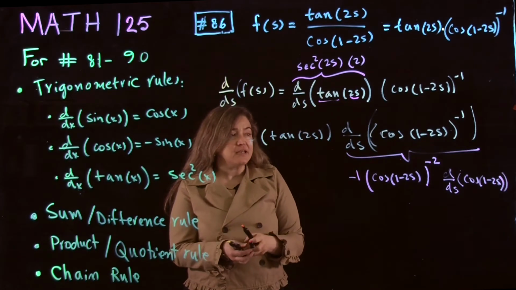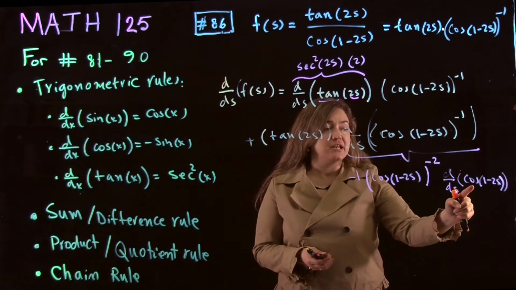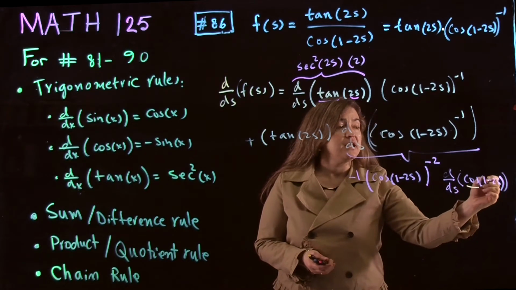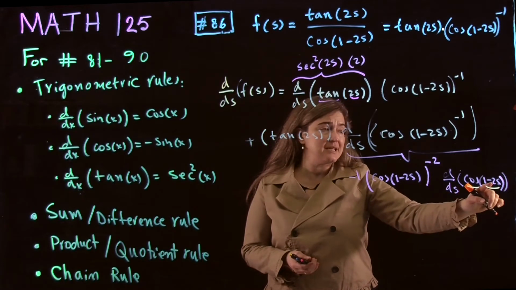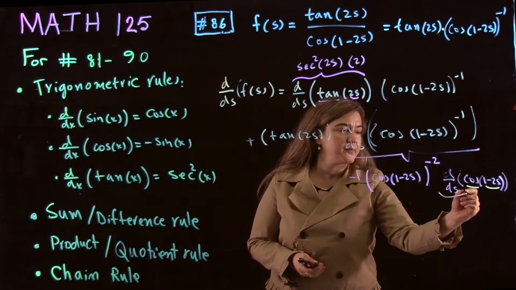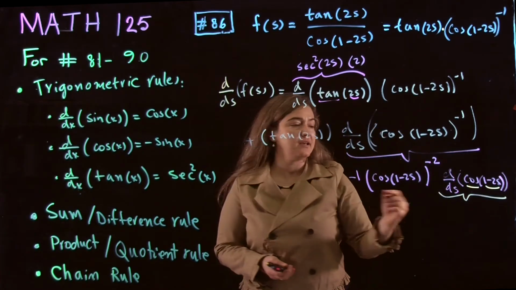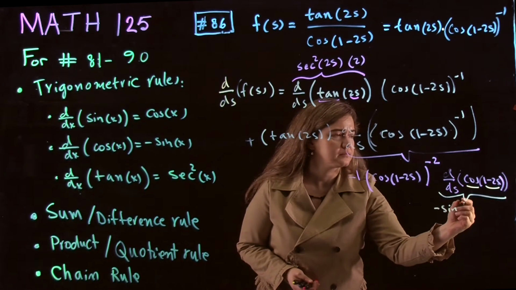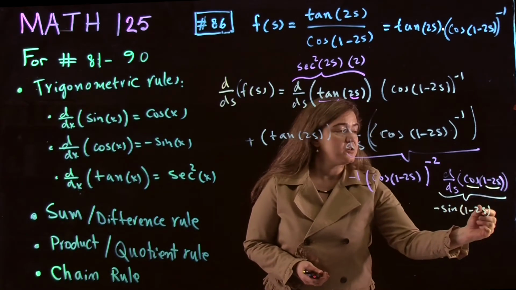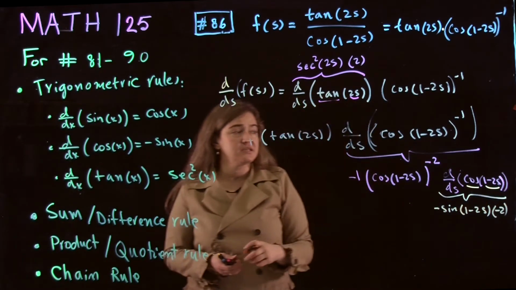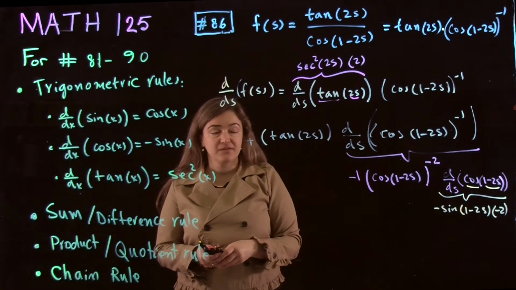Now, derivative of inside function is also a chain rule. The outside function in here is cosine. Inside function is 1 minus 2s. So now, if I'm replacing this by its derivative, what I get is derivative of cosine, which is negative sine, inside unchanged, times the derivative of inside, which is derivative of 1 is 0, derivative of negative 2s is -2.